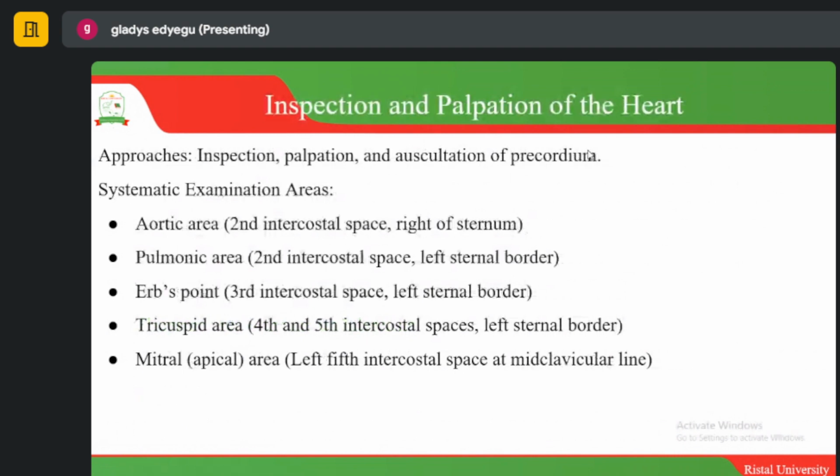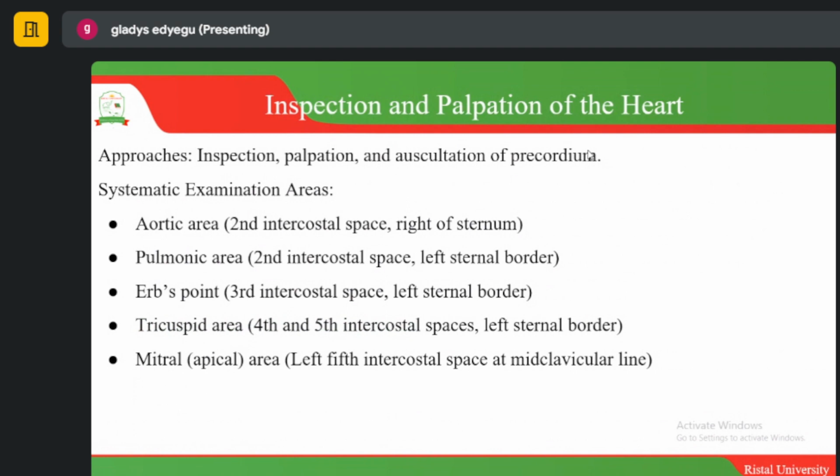Then inspection and pulsation of the heart approaches. So inspect, palpate, and auscultate the pericardium. You can be able to do this. And I remember when we started our health assessment, we talked about all these techniques, and you'll be able to know which one is normal and which one is abnormal depending on your auscultation, palpation, and inspection.